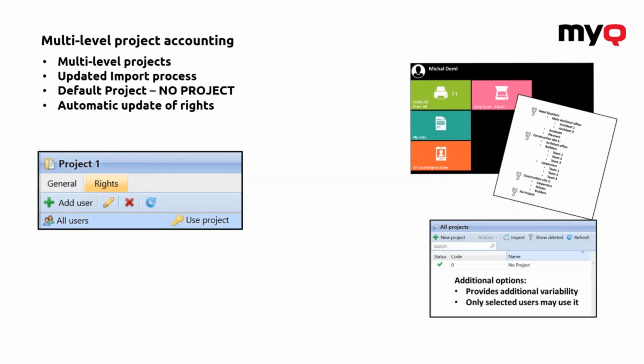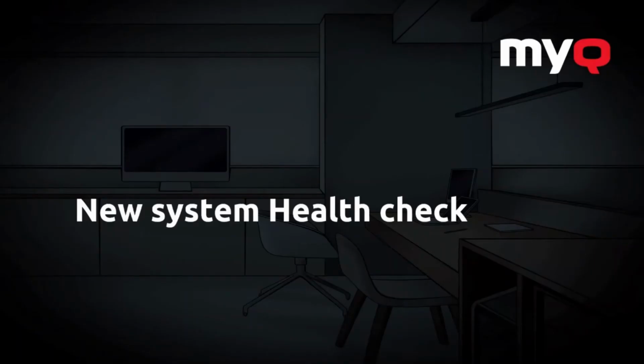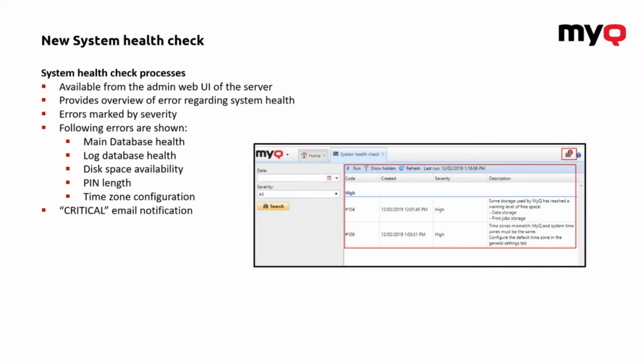And the last thing I would like to highlight here is the new system health check. It's a tool that checks the status of your system. Do you have enough space on your hard drive, does everything work as it should, is the database in order? All these things were now added into one UI where you can see all the information about that.